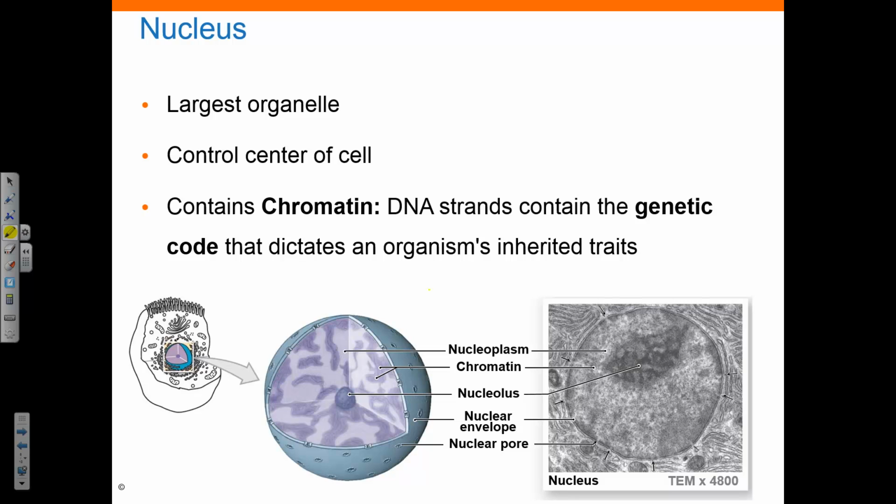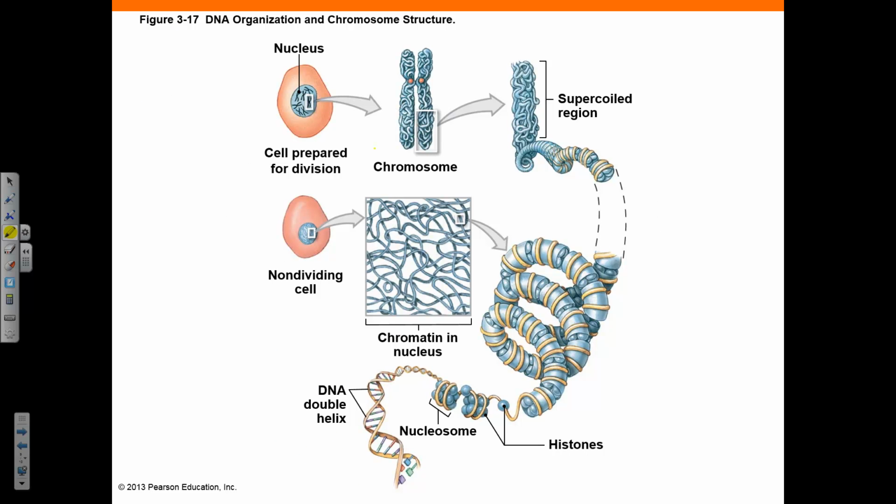Chromatin refers to the loose and uncoiled structure of nucleosomes, which are composed of DNA and histones. When the cell is preparing for division, the DNA is tightly wound around the histones and the chromosomes are visible. In a non-dividing cell, chromatin, the loose uncoiled form, is present. Both are represented in this diagram here.